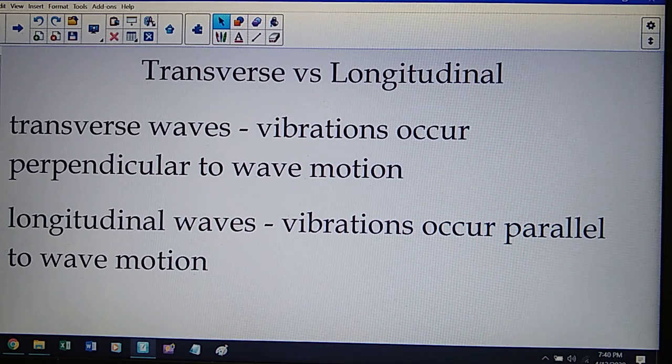Now, when a wave moves, let's say it's moving left to right, how the particles are vibrating determines whether it's transverse or longitudinal. In transverse, they would be perpendicular, so the particles might be going up and down when the wave moves left to right, perpendicular to that direction. A longitudinal wave is one where the particles move parallel to wave motion. So if the wave is going left to right, then the particle is also vibrating left to right, on the same axis, parallel to it.